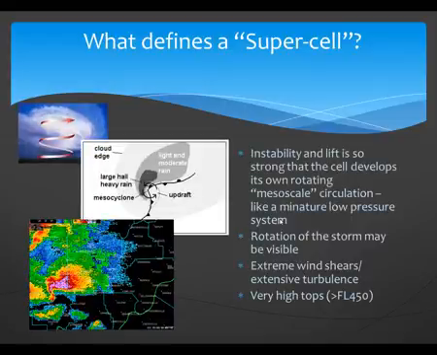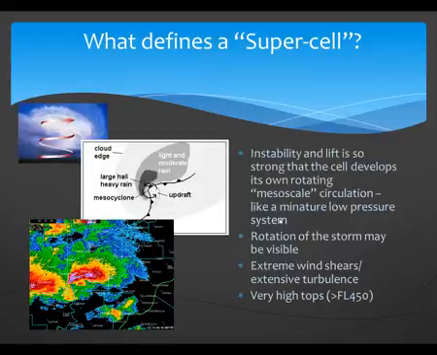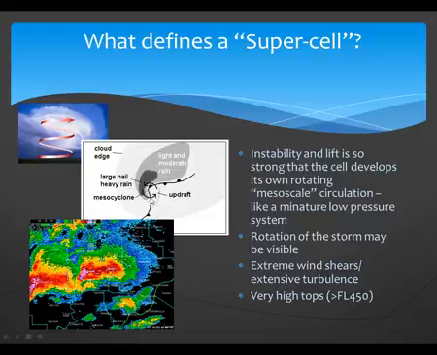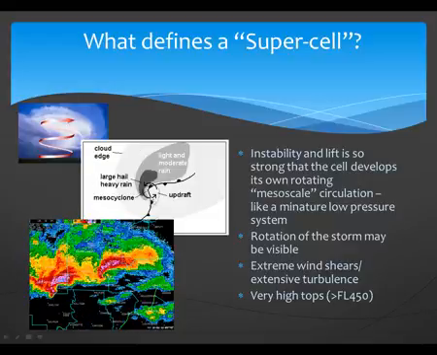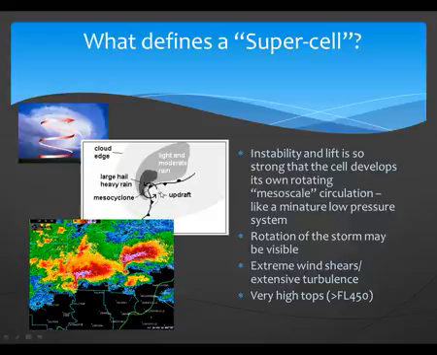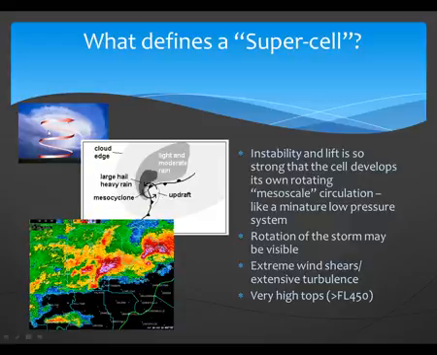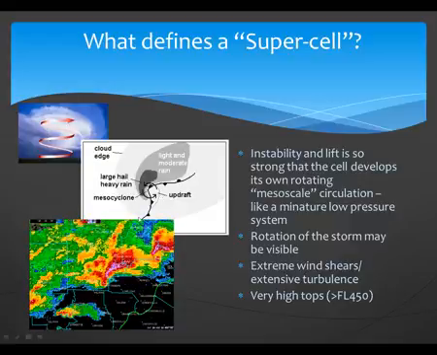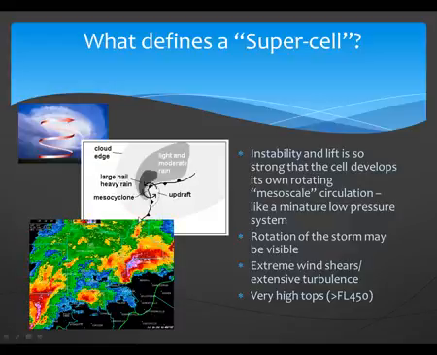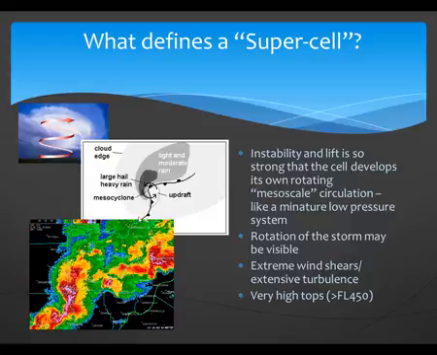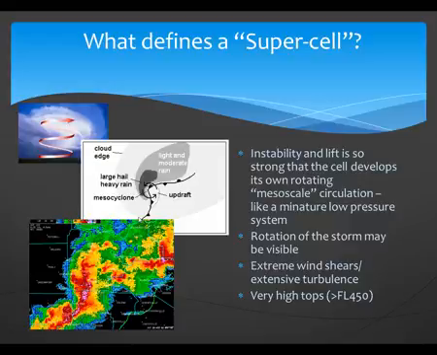The instability in lift is so strong inside a supercell that it can form its own rotating mesoscale circulation, sort of like a miniature low-pressure system. The rotation of the storm may actually be visible, and you can have extreme wind shears and extensive turbulence with these storms. They also generally will have tops above 45,000 feet.